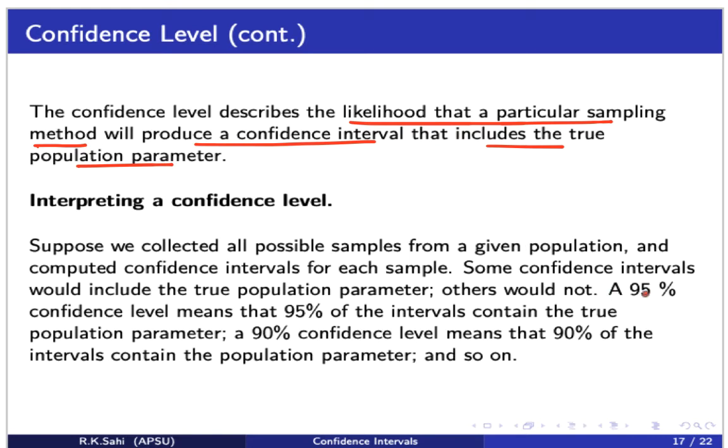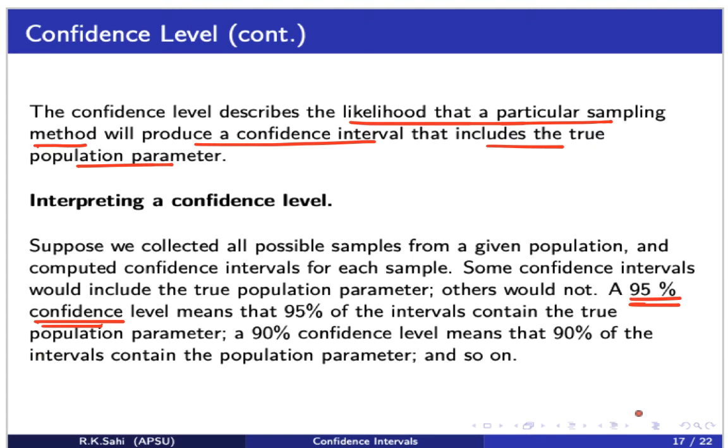But when I say I'm 95% confident, that means I'm having a 95% confidence level. That means 95% of these intervals contain the true population parameter. So when I'm saying 90% confident, it means that 90% of all these intervals will contain the population parameter.